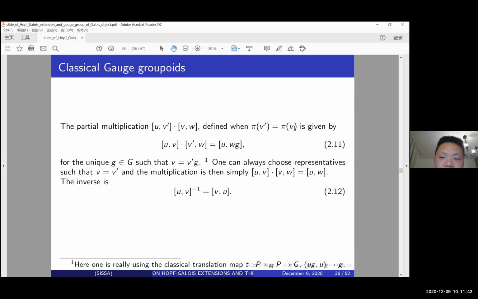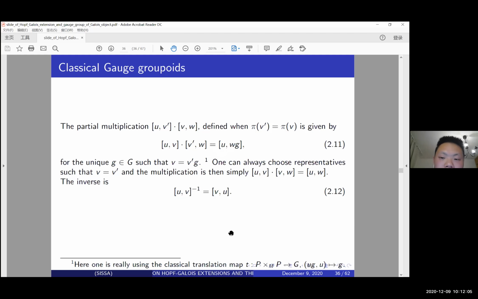And the multiplication is given by 2.11, that is (U, V) times (V', W) is equal to (U, W)g, where g is the difference of V and V' on the same fiber. And this g can also be calculated with the help of the classical translation map that we introduced before.